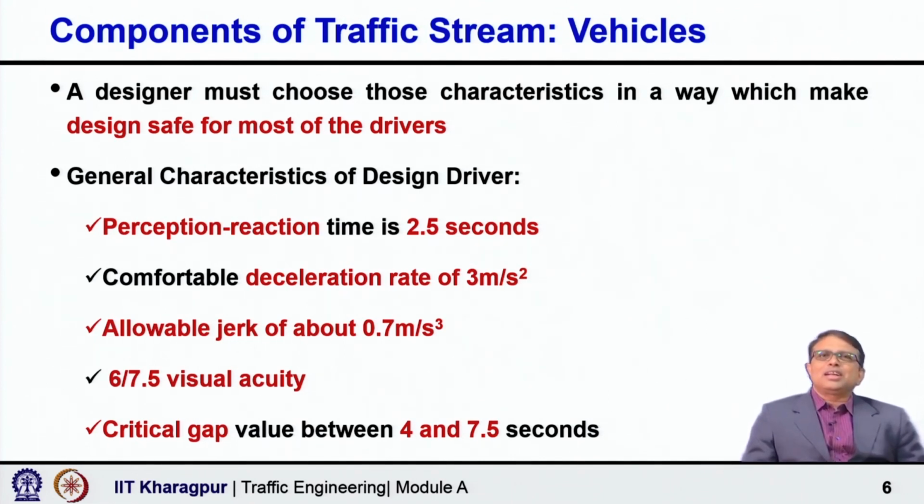Next, general characteristics of the design driver. These are some of the characteristics I have mentioned. I do not want to read them all out, say perception reaction time, comfortable deceleration rate, allowable jerk, visual acuity, the critical gap in a range. So, all these are assumed to represent the design driver. Fine. So, the design is done considering this design driver and the requirements.